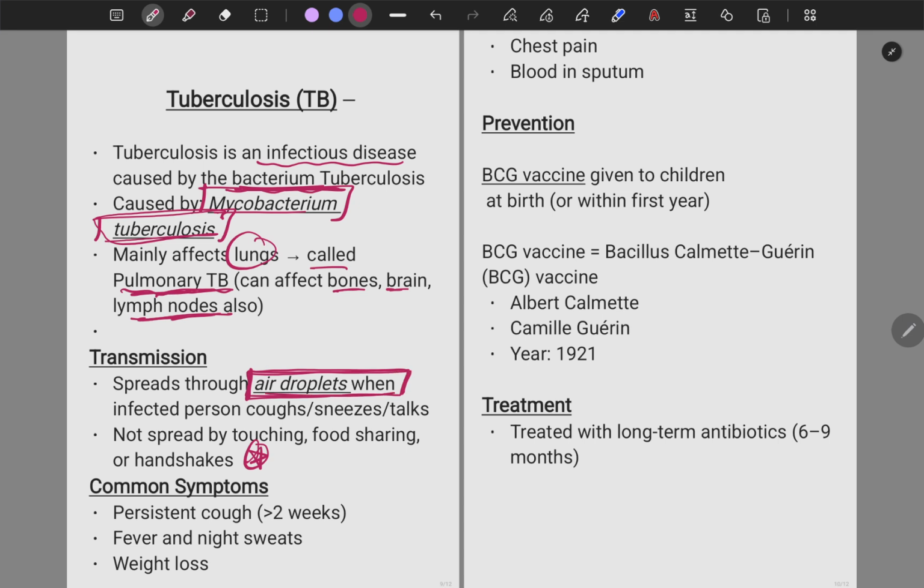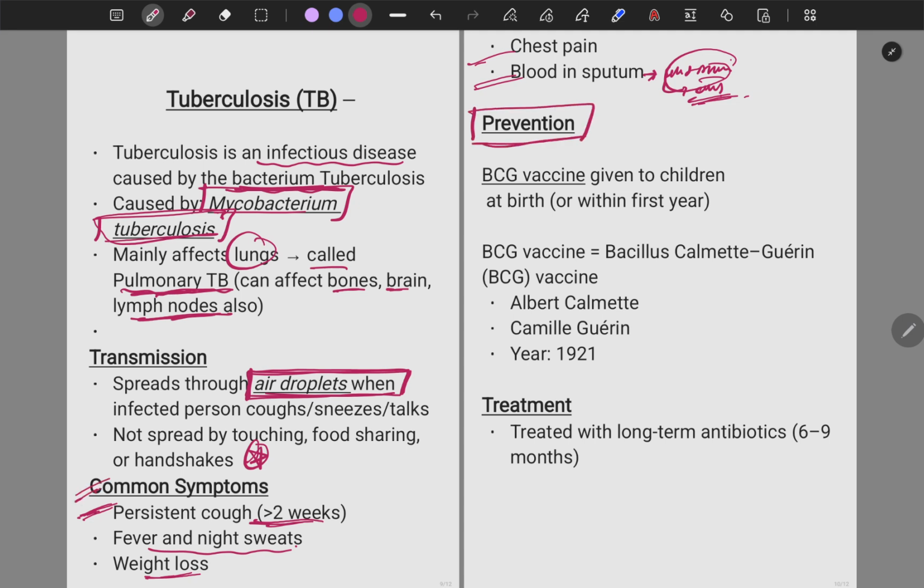And the common symptoms include persistent cough beyond 2 weeks, fever and night sweats, weight loss, chest pain, and blood in sputum. Sputum consists of saliva and mucus that comes from the deep respiratory tract. Okay, these are the common symptoms of this disease.